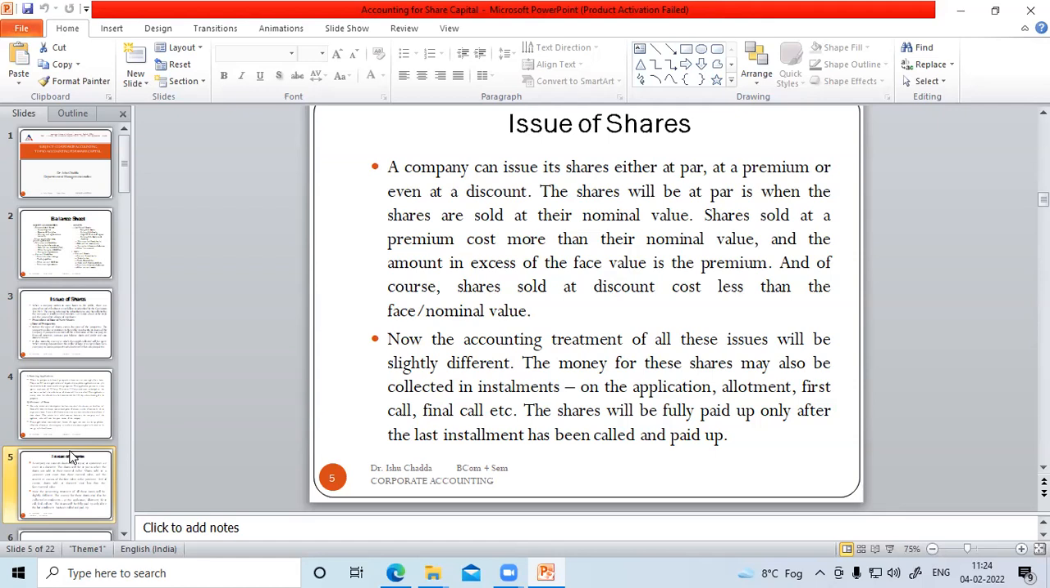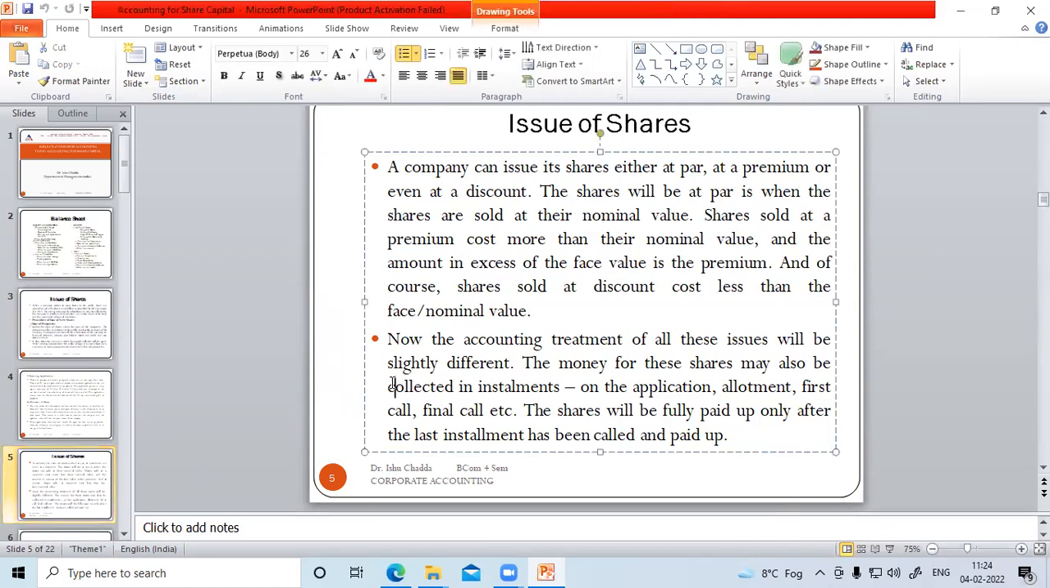Now the accounting treatment for all these issues will be slightly different. The money for these shares may also be collected in installments: on application, allotment, first call, second call and final call. The shares will be fully paid up only after the last installment has been called up. These shares are actually issued in a procedure. Firstly, they apply for shares, then allotment, and later come the first call, second call, or subsequent calls till the final call.